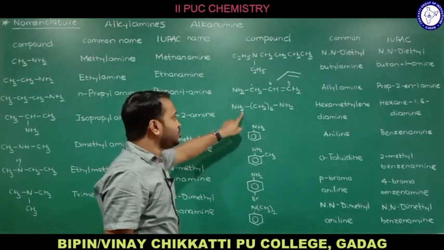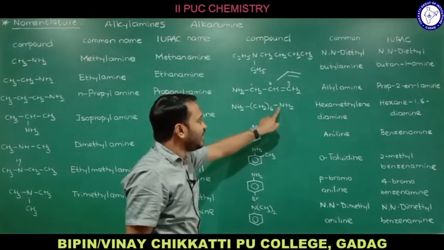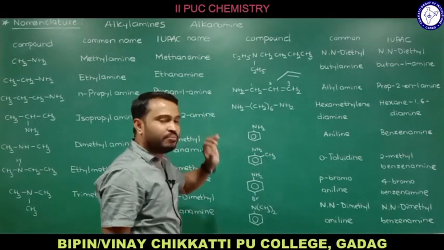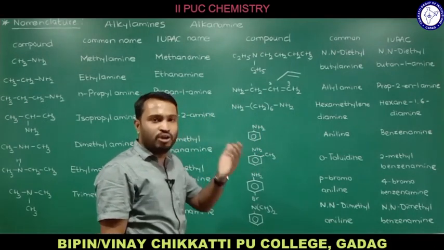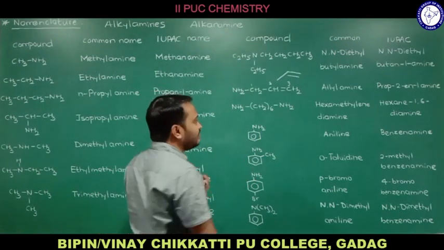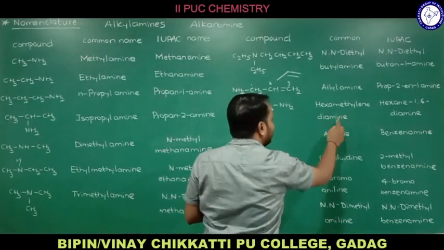Next one, NH2, CH2 6 times, and NH2. I hope you are quite familiar with this compound, because this is the well-known monomer used while preparing nylon 6,6, and that is hexamethylene diamine.